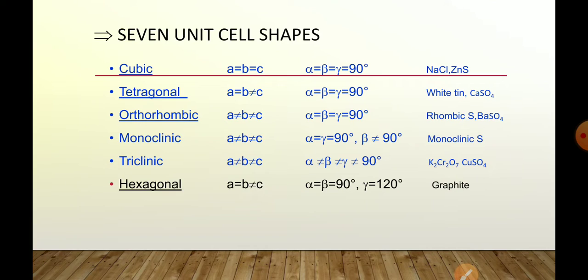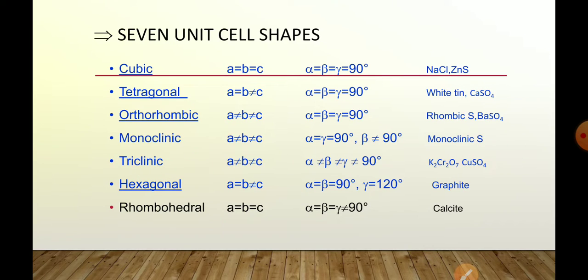Next type of unit cell is rhombohedral. In rhombohedral, A is equal to B is equal to C, alpha, beta, gamma are not equal to 90 degrees. Example is calcite. Okay. K2Cr2O7 potassium dichromate is an example for triclinic, and copper sulfate is an example for triclinic.